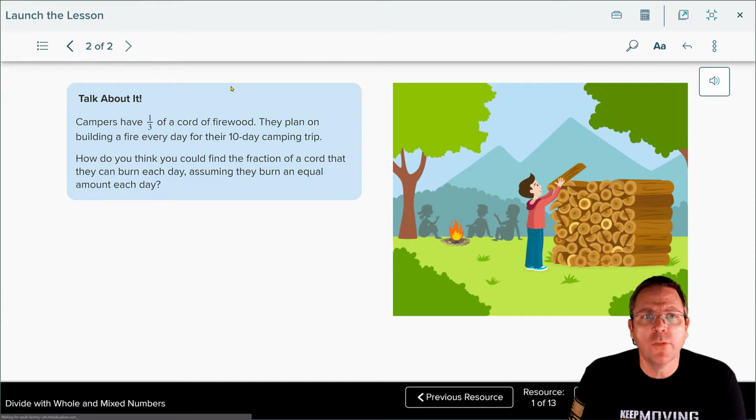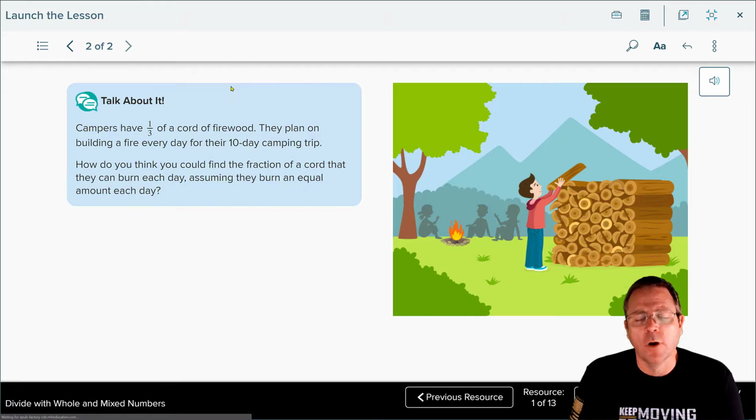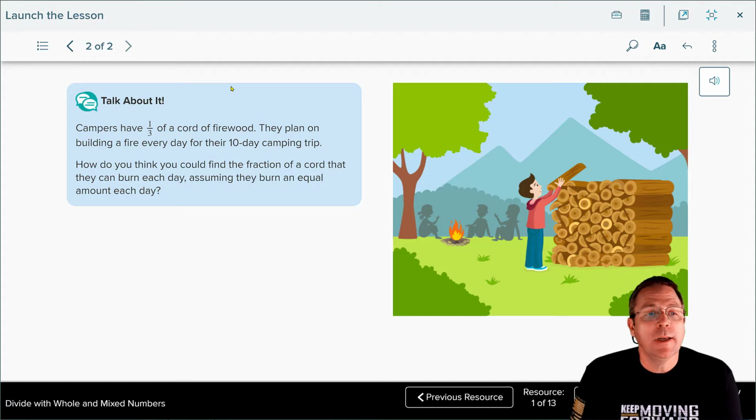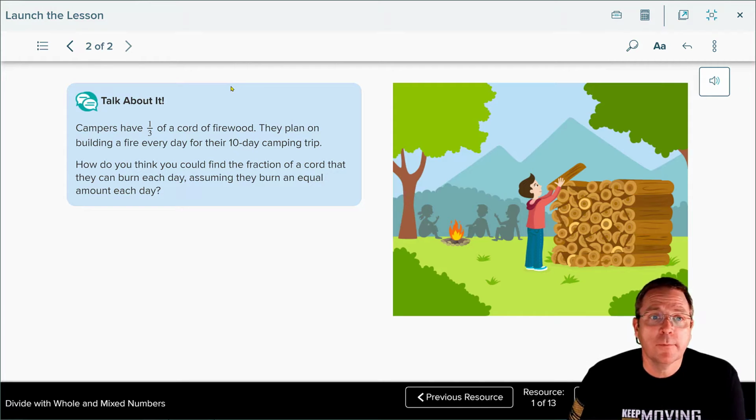Campers have 1/3 of a cord of firewood, also known as a rick. They plan on building a fire every day of their 10-day camping trip. Do you think they could find a fraction of a cord that they could burn each day, assuming they burn an equal amount each day? These are the kind of things we're going to learn how to do in this lesson.